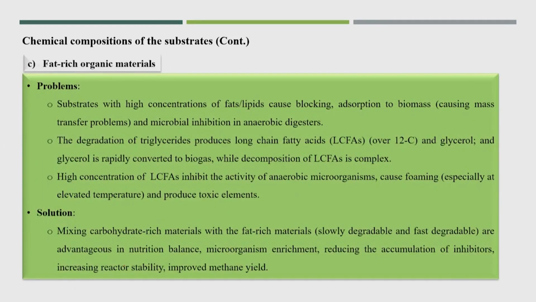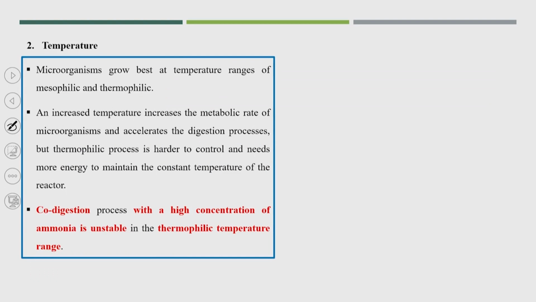So, another addition is fat rich organic materials. There could also be a high concentration of fats and lipids, which causes blocking, adsorption of biomass, and microbial inhibition. For that, the solution is mixing carbohydrate rich material with a fat rich material. Slowly degradable and fast degradable materials are advantageous in nutrient balance, and that will improve the methane yield in the biogas reactor.